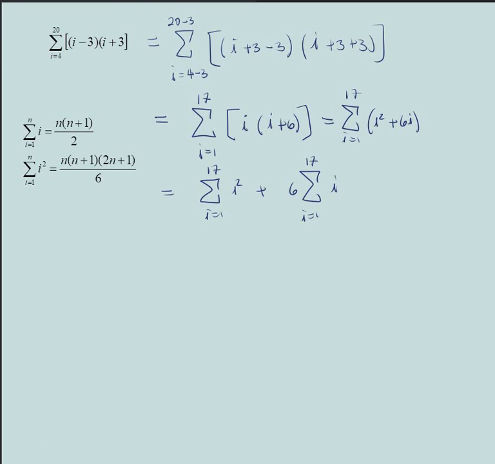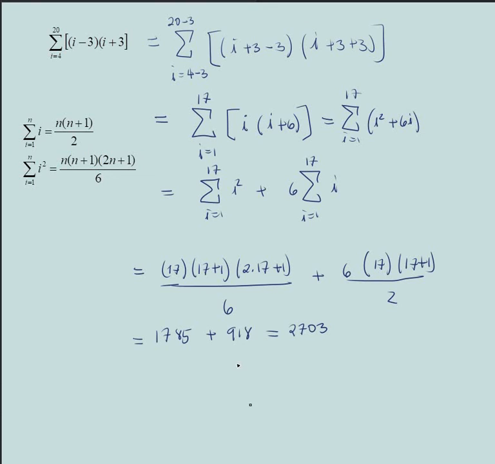And we will have something like this. Putting 17 here, 17 plus 1 is 18, 2 times 17, which is 34, plus 1 is 35, and all of that divided by 6. And this one, which is I, would be 17 times 17 plus 1, which is 18, divided by 2. We have it here, and after substituting the numbers, we get 1,785 plus 918, which will give us 2,703.